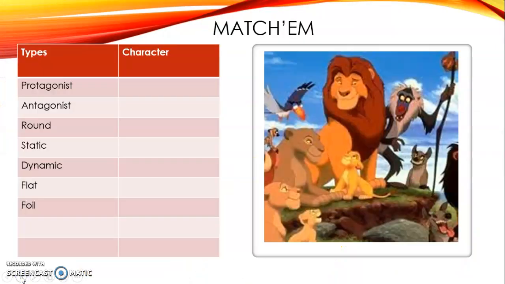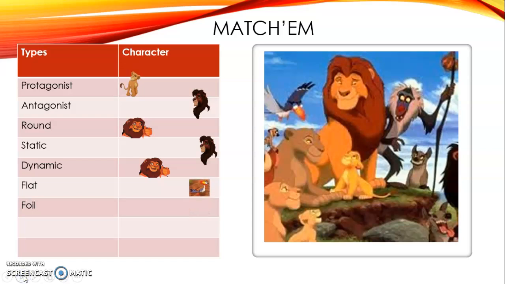All right, so here's a quick little game. I want you to match the character to the type. So our protagonist in Lion King would be who? Right, Simba. Our antagonist, Scar. Our round character, of course, is Simba, and this is grown Simba. Our static character, someone who does not change, remain the same, of course, Scar. Dynamic character, you're right, Simba. Flat character, mm-hmm. All right, and then our foil. All right, so when we're talking about foil, you know what that means. So our foils here are Scar and Simba.